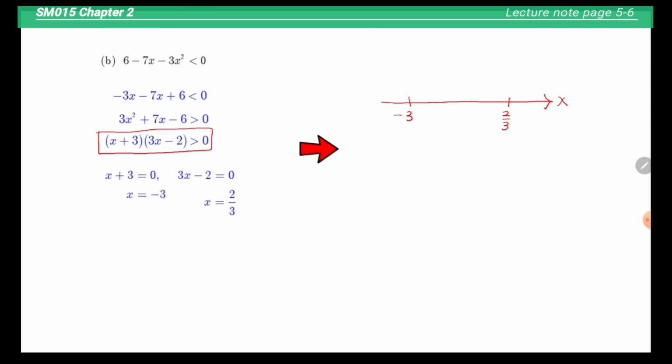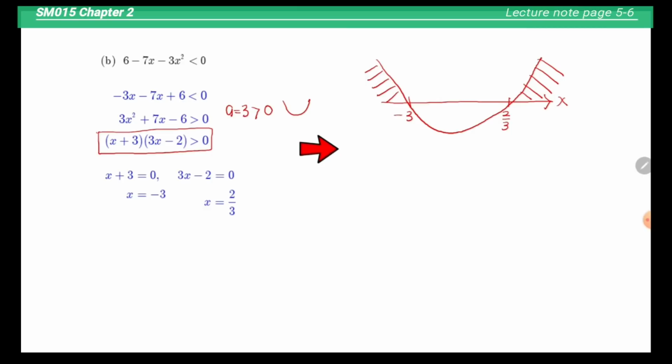Here we have greater than 0. So for the a here is equal to 3, which is greater than 0, so our shape will be like this. I'll draw this graph now. Our graph will pass through x equal to negative 3 and x equal to 2 over 3. Now I want to check our shaded region. Our factors here are greater than 0, so our shaded region will be above the axis.